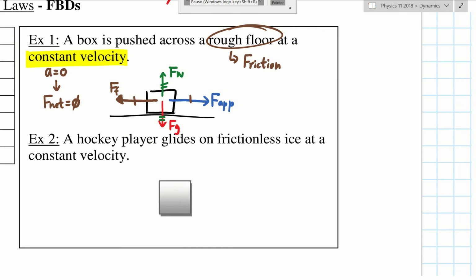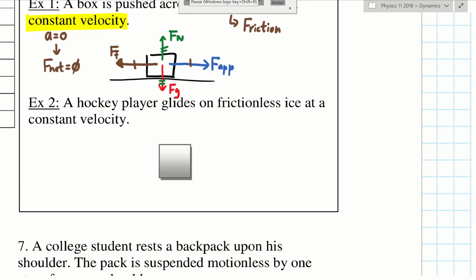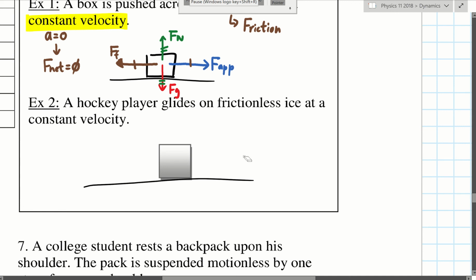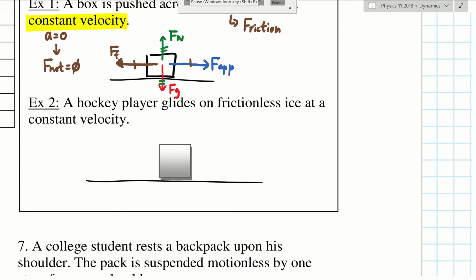So let's say in the second one, a hockey player glides on frictionless ice at a constant velocity. So that hockey player, how do we represent a hockey player? We put him in a box. Okay, that sounds horrible. Don't put people in a box, please, especially don't knock them unconscious and put them in the box. But in the free body diagram, we don't care about the object itself. So just a box. Glides on frictionless ice. Now, frictionless ice means you cannot draw friction in this picture.